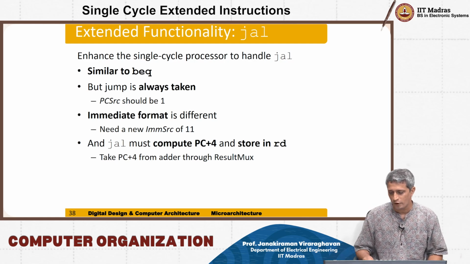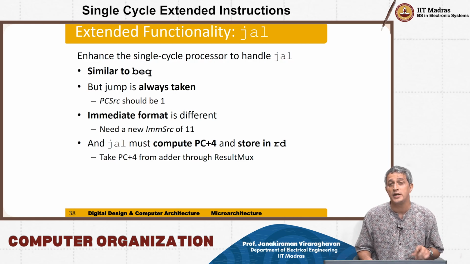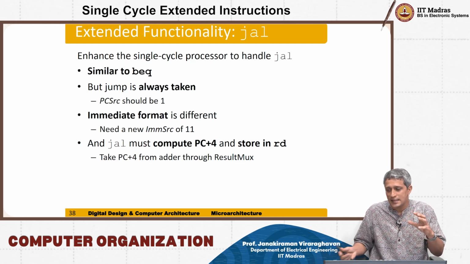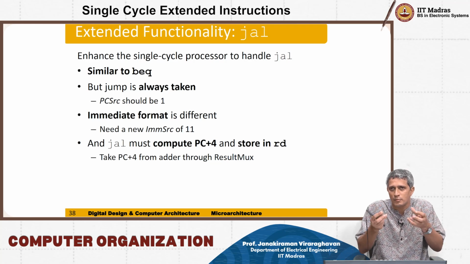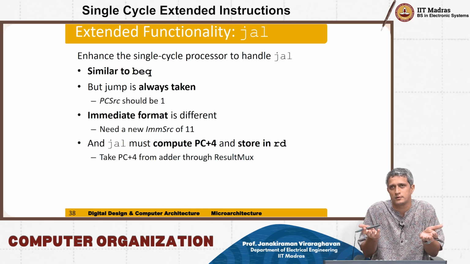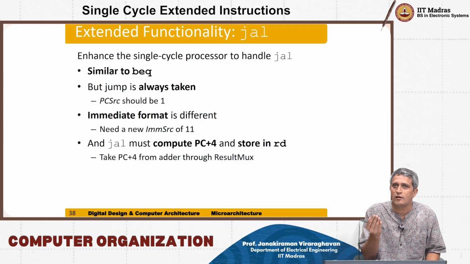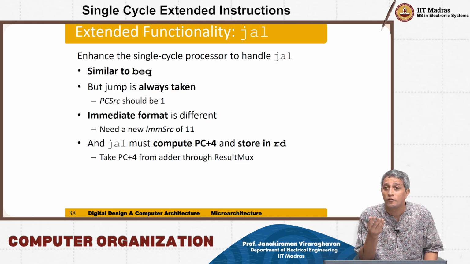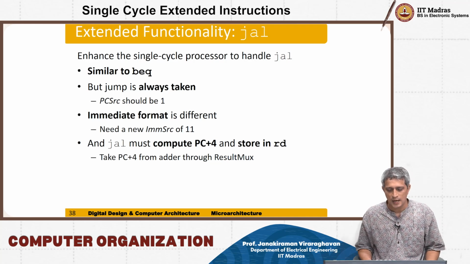The immediate format is different, and therefore we need a new immediate source. The way the immediate data is interpreted in the opcode is going to be different. Earlier we had immediate source 0 0, 0 1, 1 0. Now we need a fourth type because this new instruction has a different encoding format for the immediate data.